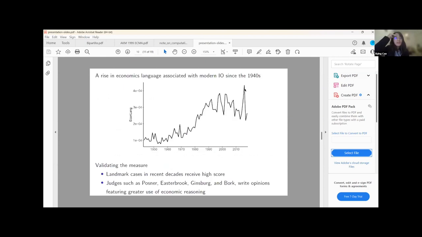Okay, so now once I have the score for each opinion, then I can aggregate on a yearly level. Here I plot the trend since the 1950s. As you can see, there has been a steady increase from the 1950s until the 1990s, and then things kind of stabilized, right? So this is intuitive and also corresponds to what we understand from past research.